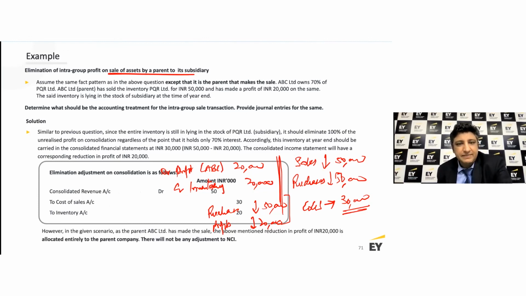All right, so that's what it's saying. Basically, you're looking at the profit which is purely the parent's profit. So you don't have to obviously make any adjustment around that part.